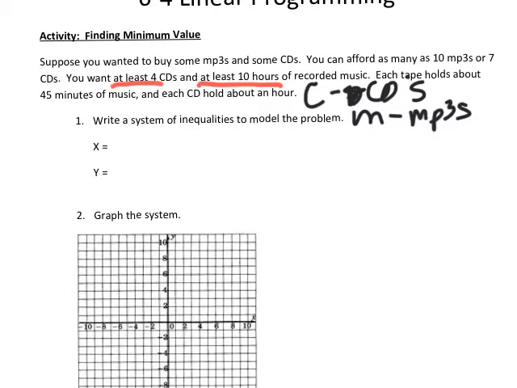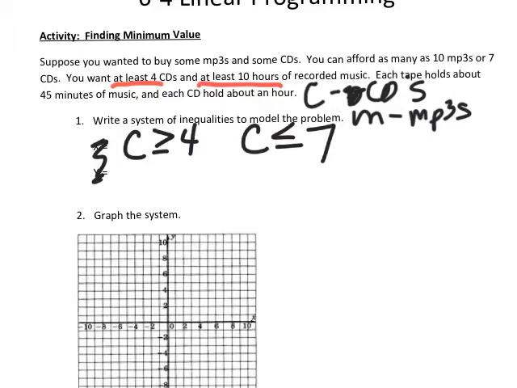So our CDs have to be at least 4, which means they can be greater than or equal to 4. You can afford as many as 7 CDs, which means that you can't afford any more than 7 CDs. So however many CDs you buy needs to be between 4 and 7. You can either buy 4, 5, 6, or 7. Those are the amounts that you can buy, because they want you to buy at least 4, no more than 7.